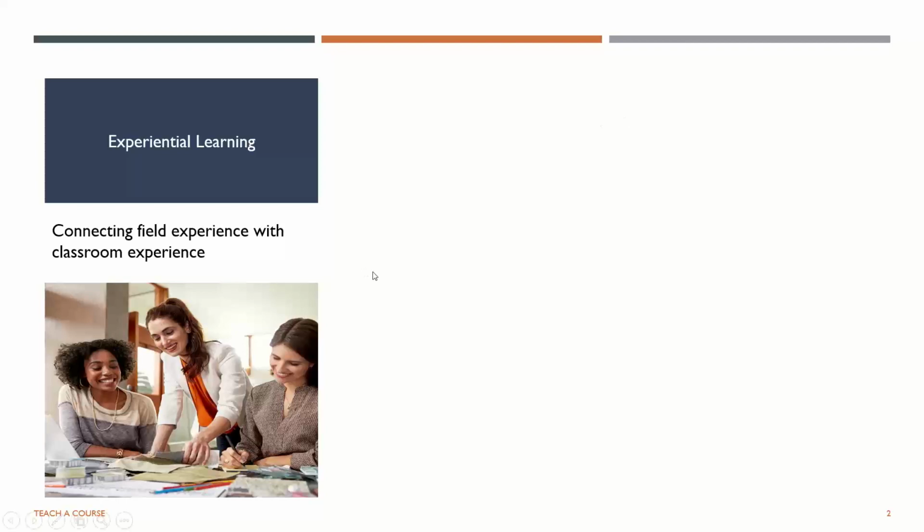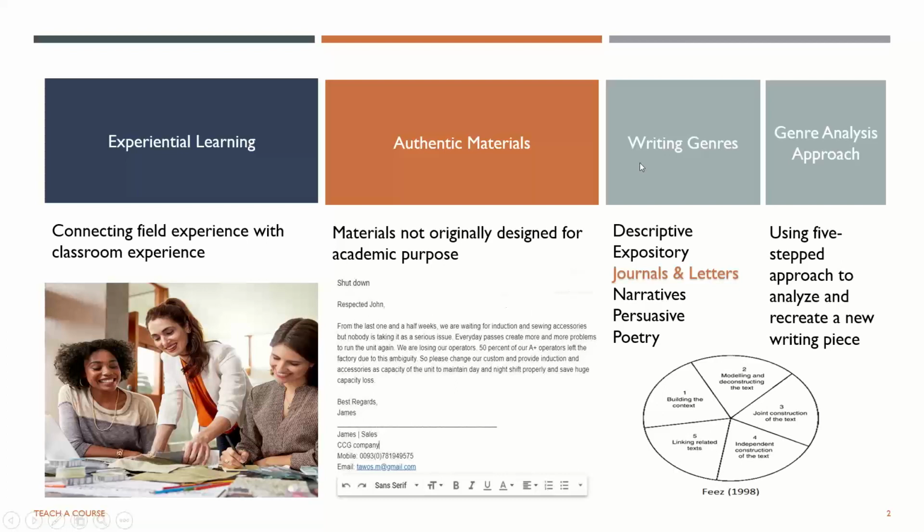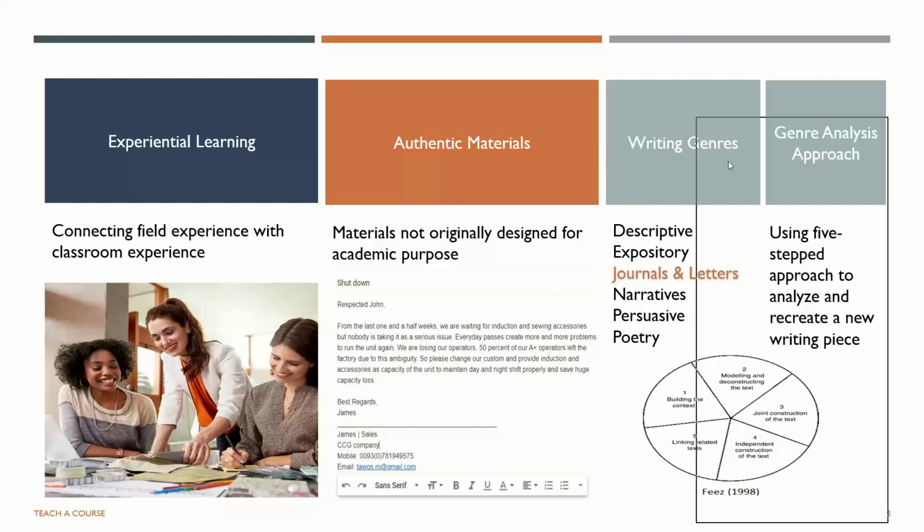Another element is authentic material. We have to know what authentic materials are to better understand the usage of the genre-based approach in teaching writing. Authentic materials are not originally designed for academic purposes. It means the materials which are used in real life situations, and the main purpose of these kinds of materials is to solve a real life problem. But these materials are not designed for academic purposes. These kinds of materials are called authentic materials.